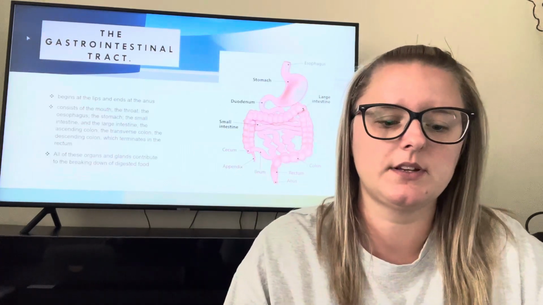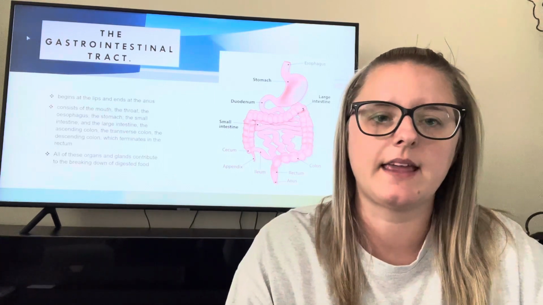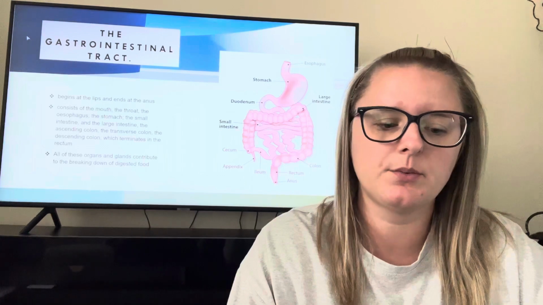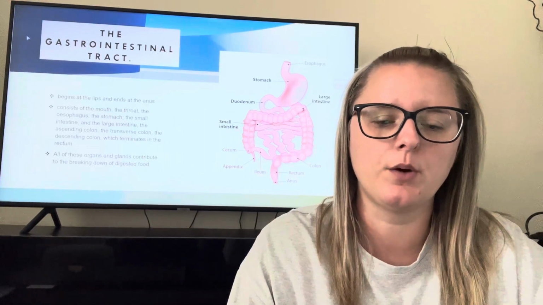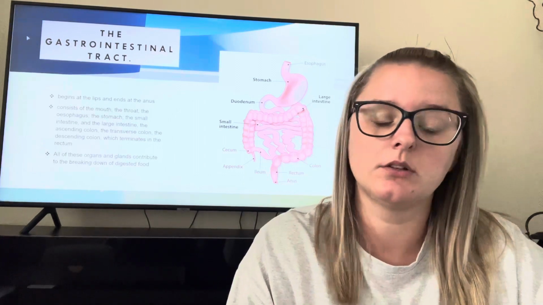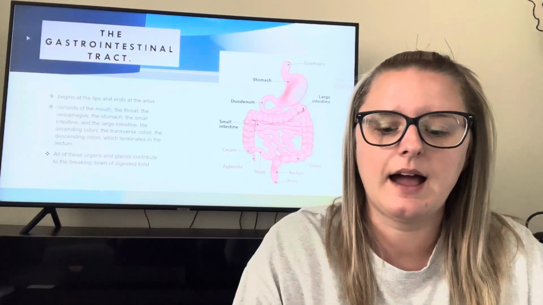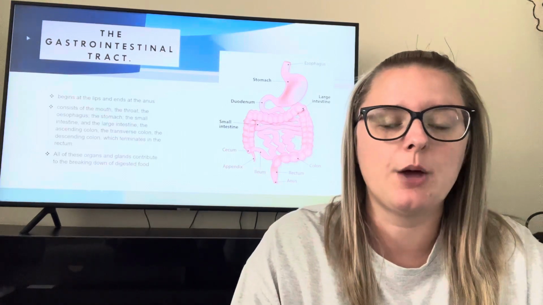The gastrointestinal tract. The digestive tract begins at the lips and ends at the anus. This consists of the mouth with its teeth and tongue, the throat, the esophagus, the stomach, the small intestine, the large intestine, the ascending colon, the transverse colon, and the descending colon, which then terminates in the rectum.